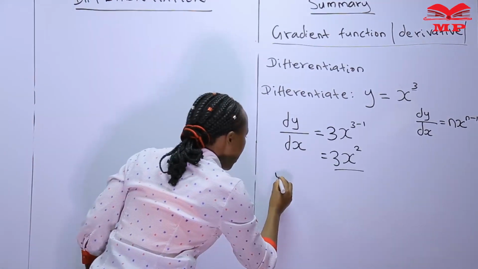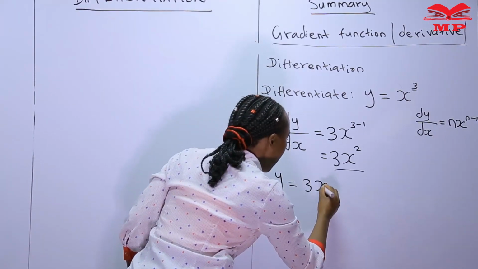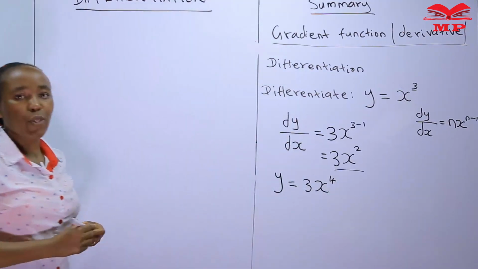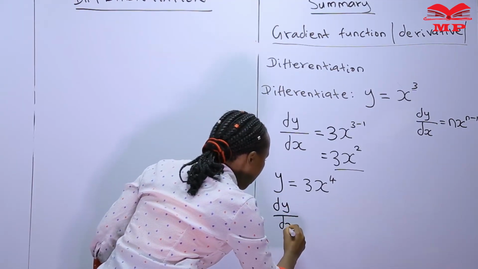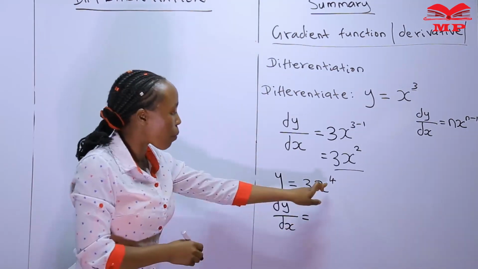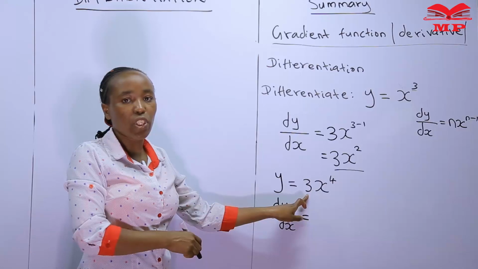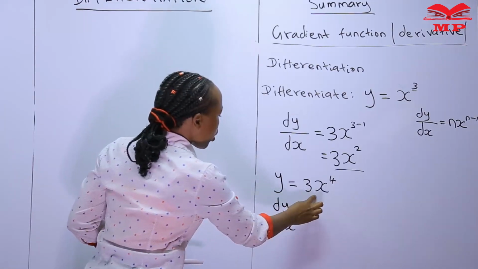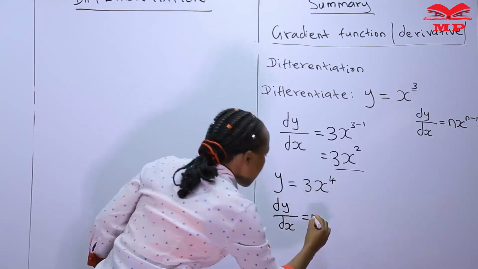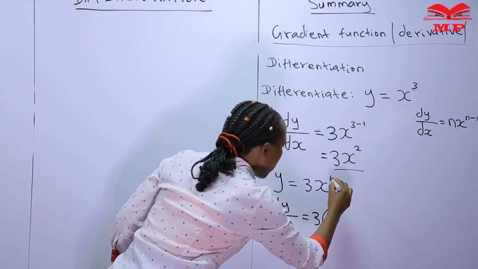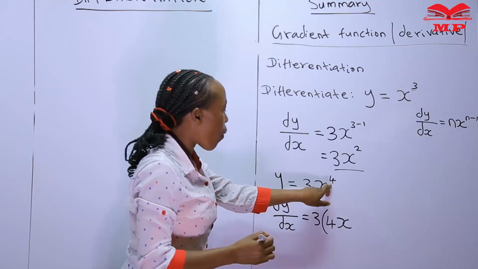Again, we can have another equation whereby y is equal to 3x power 4. Now, in this again, when we want to find dy dx, we need to multiply the power of x by the coefficient of x. In our case here, the coefficient of x is 3. So we take 4, we multiply by 3. So we can simply write it this way, 3 times 4. And then we have x, then power minus 1.